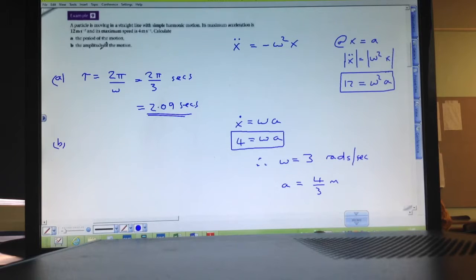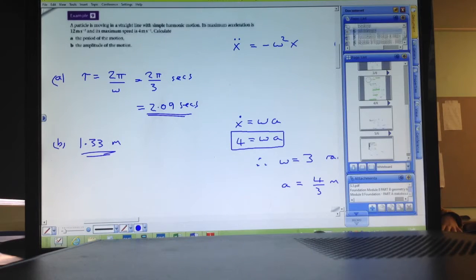Oh, we've already done that, haven't we? The amplitude of the motion. So it is 4/3, 1.33 metres. So 1.33 metres. Okay, so we can go back to the notes now. Everyone happy with that?